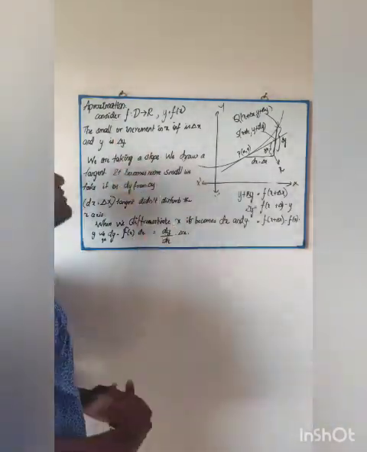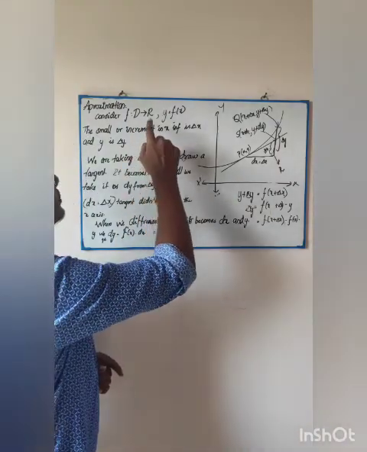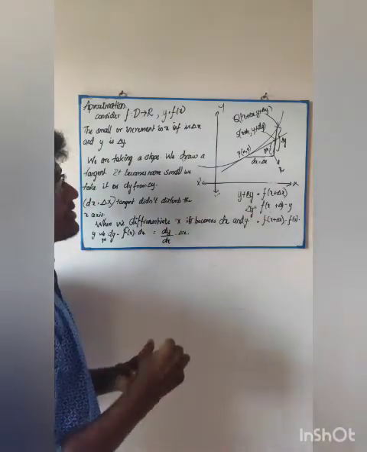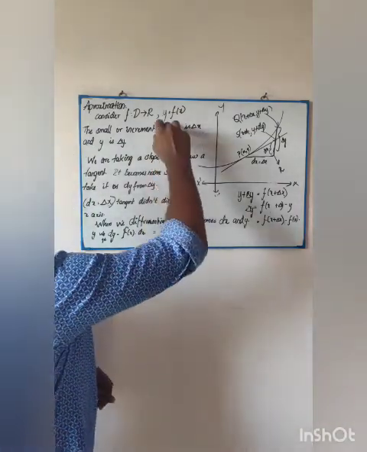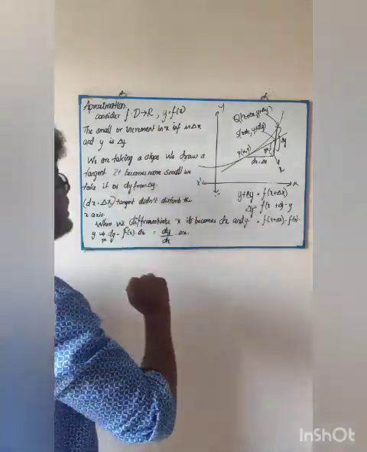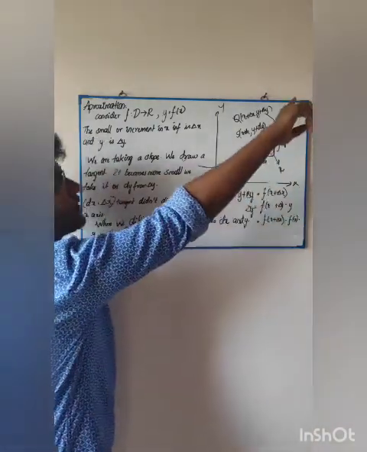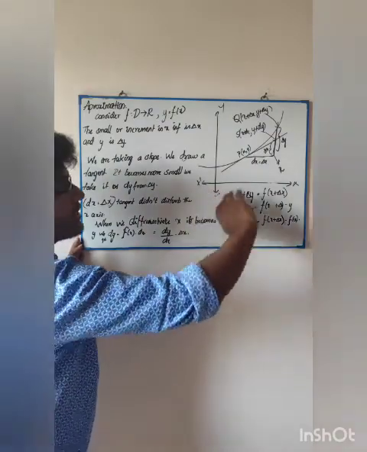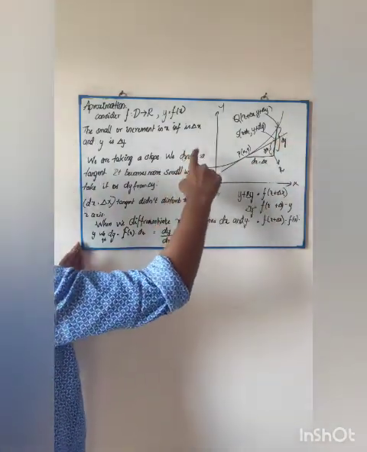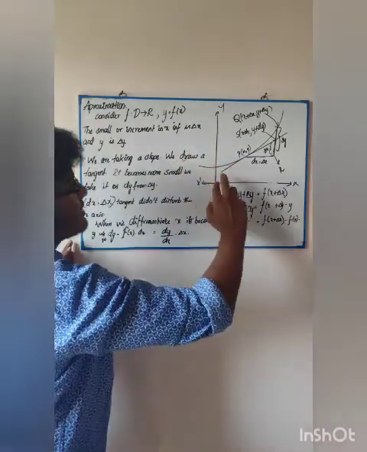About approximation. Consider a function f from D to R, where R is the real numbers and D is a subset of R. We have a function y is equal to f of x. As you can see in the graph, it goes from down to up. If we have a small increment in x, that is del x, the corresponding increment in y is del y.